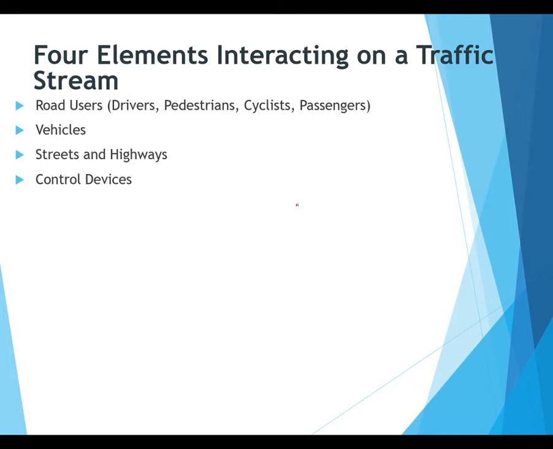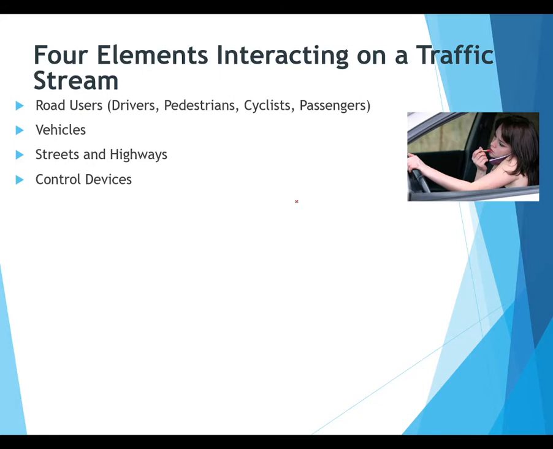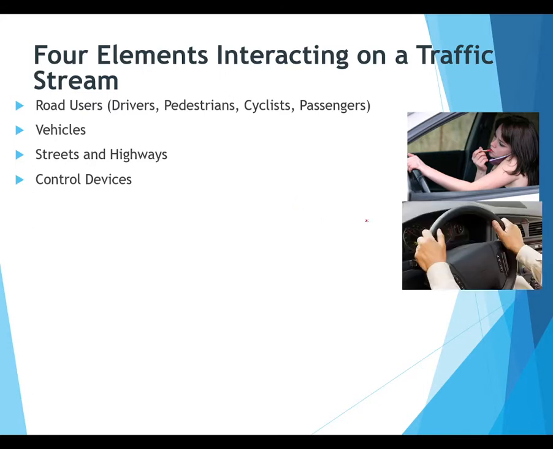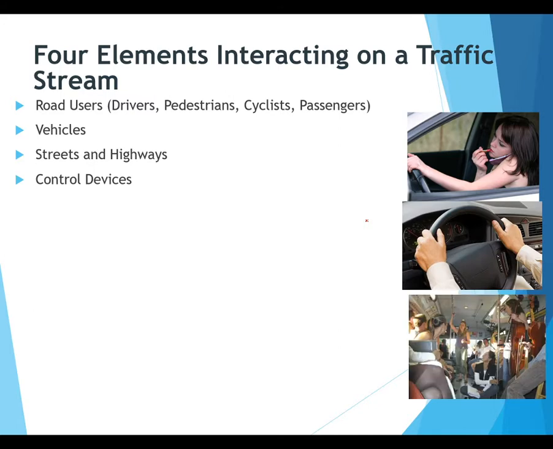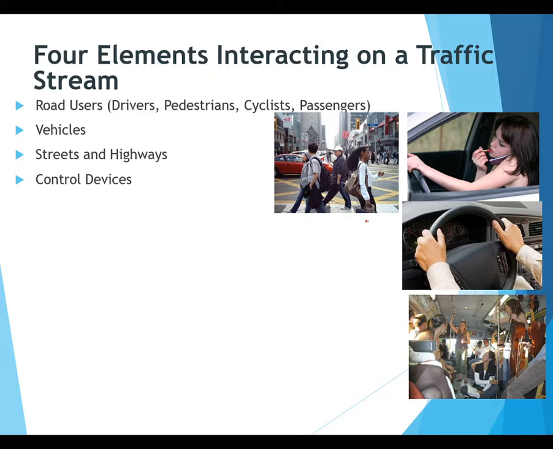These are the four elements. Number one, we have the road users, the people. The road users come in different shapes. We can have the drivers, the pedestrians, the passengers on the bus, and pedestrians that cross the road and share the road with the drivers and the cars.